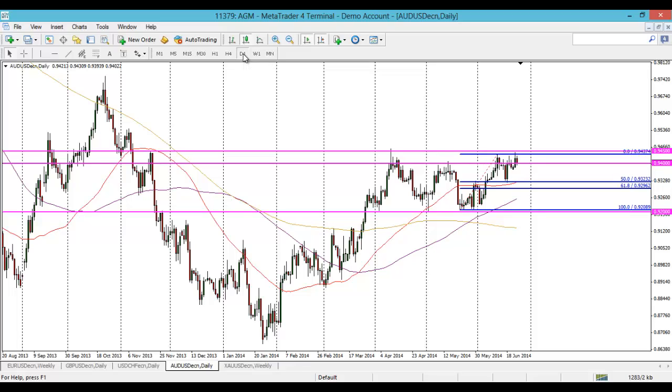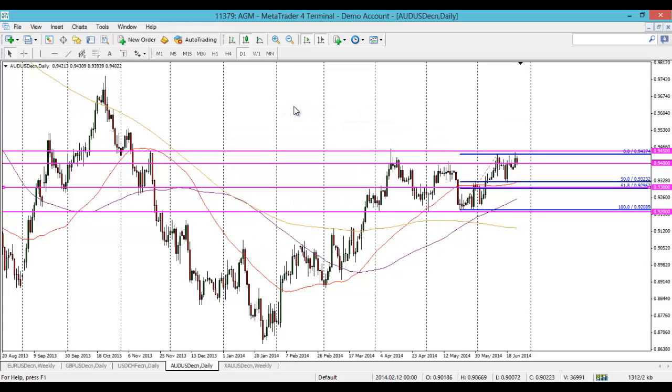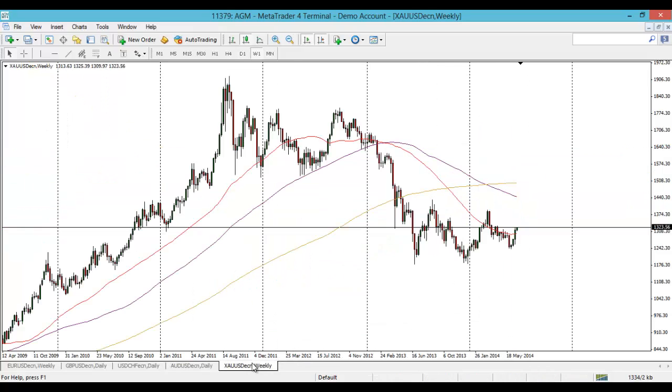I'd say keep those pretty much 3 levels. I mean, you can draw the 0.93 as well, see what happens if we do get there this week. I mean, there isn't too much Aussie data out this week, but of course it does sort of follow everything else, and depends what the US dollar's doing, etc. So yeah, those are the fibs, those are the levels on Aussie.